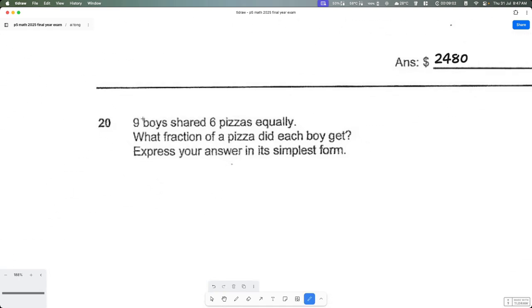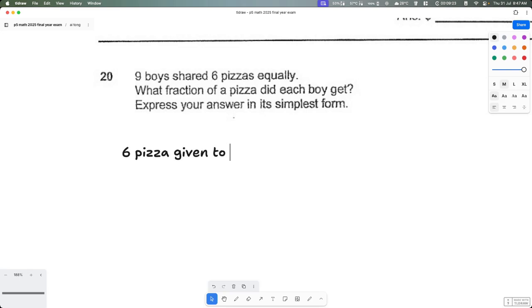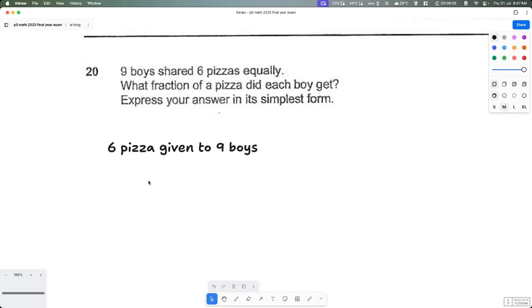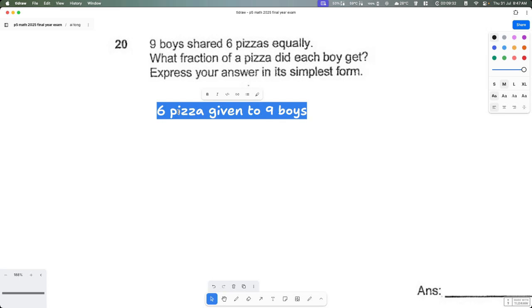Question number 20. 9 boys shared 6 pizzas equally. What fraction of a pizza did each boy get? Okay, so 6 pizzas to 9 boys. In this case, if I were to write here, 6 pizzas given to 9 boys. Let's make it simple. 9 boys have 6 pizzas.